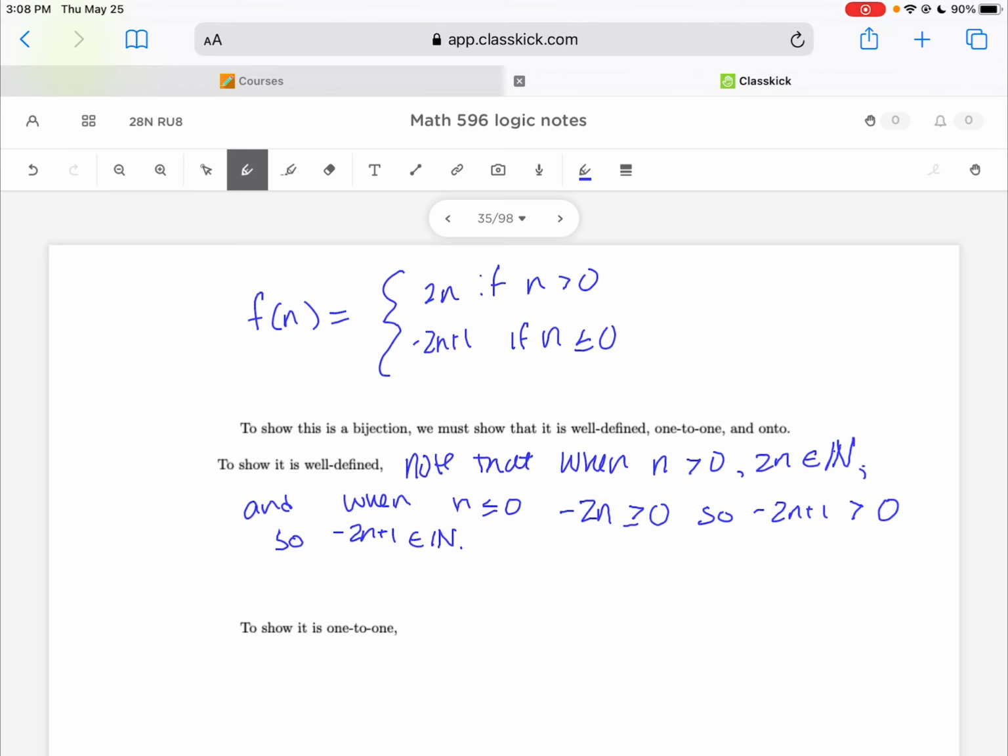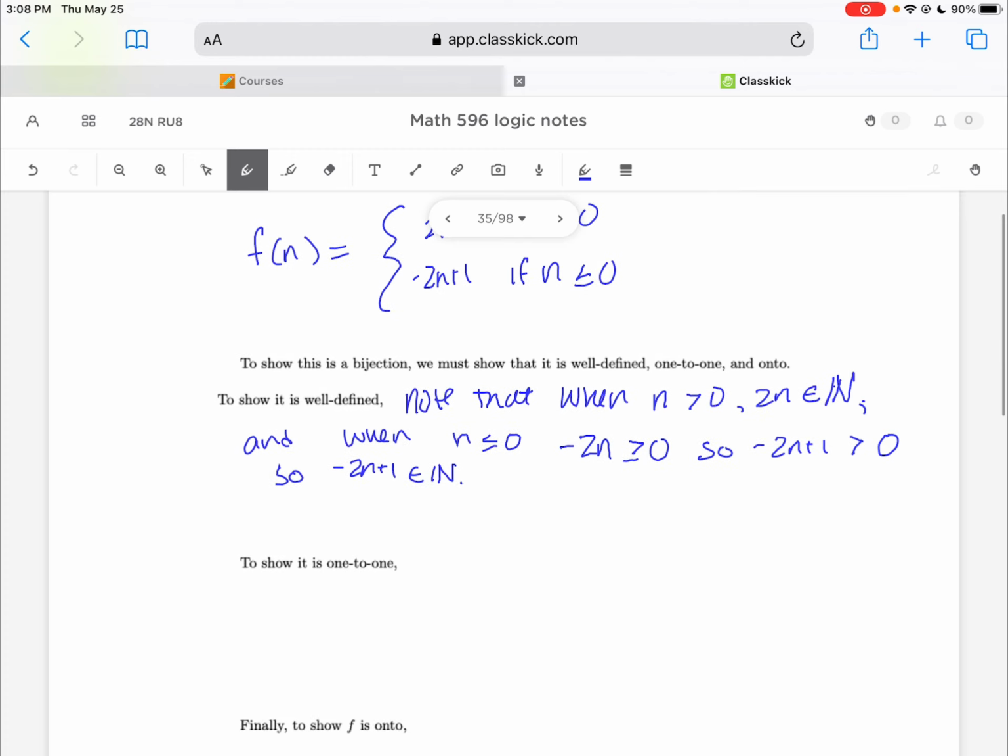We also need to show that it's 1 to 1. To show that it's 1 to 1 just means if you feed two different inputs into this function, you get two different outputs. So let n and m be two distinct integers.